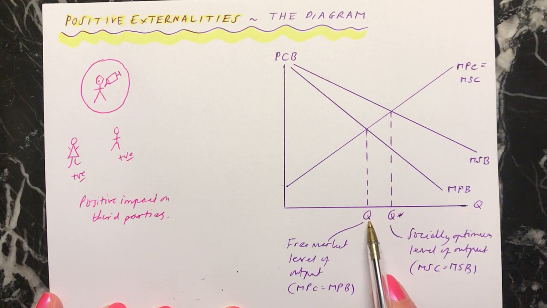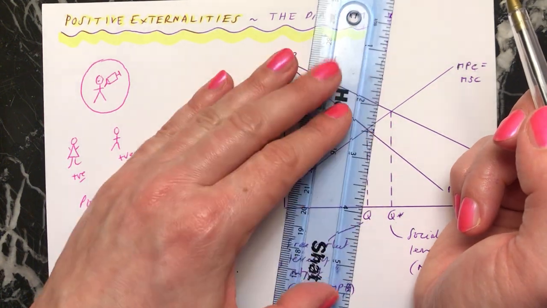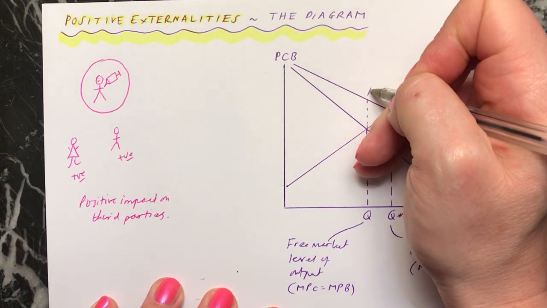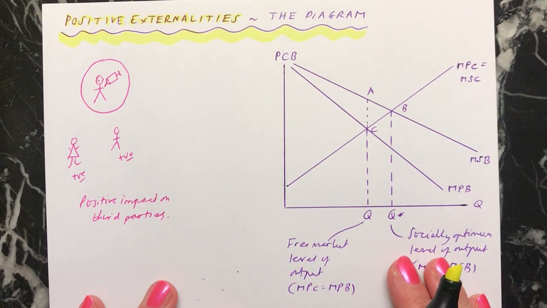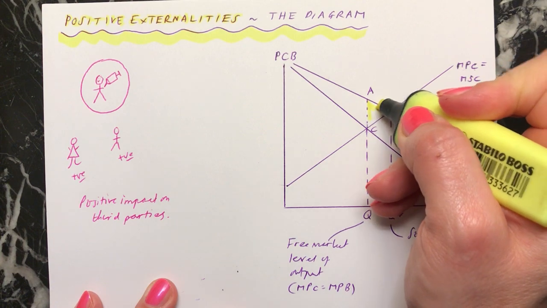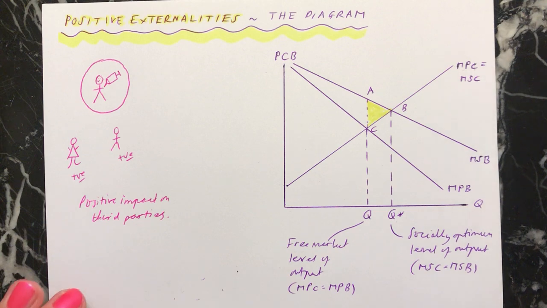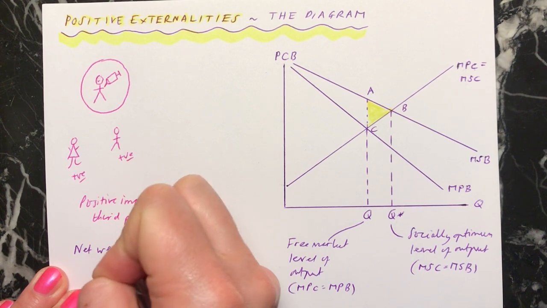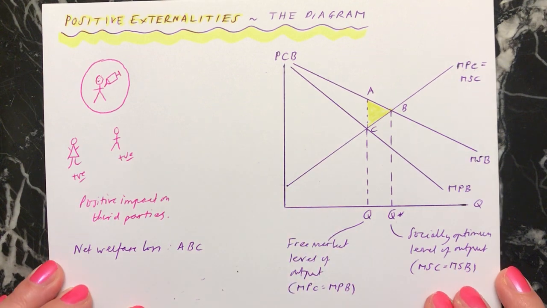To see the problem at Q, just like with negative externalities, you need to go up from Q to your other curve, so to the marginal social benefit curve. And when you come up here, again, you can put in your triangle A, B, C. And this area of A, B, C is, again, a net welfare loss. You can sometimes call this a net welfare gain. You can say either. I'm going to call it a net welfare loss. And again, it's A, B, C.